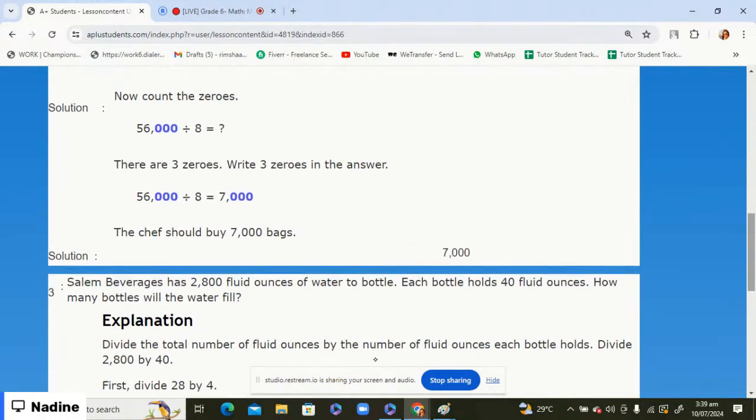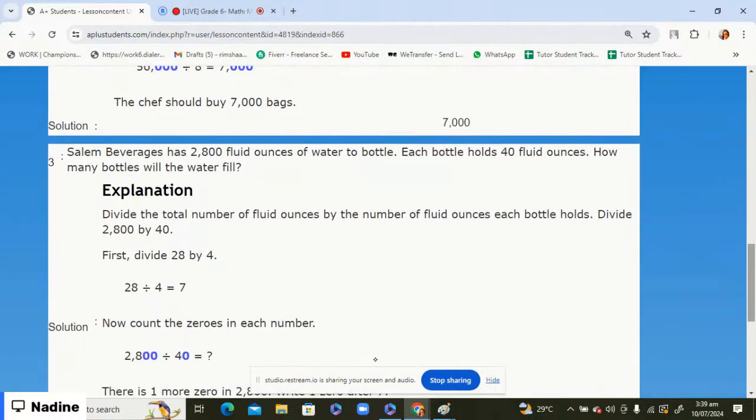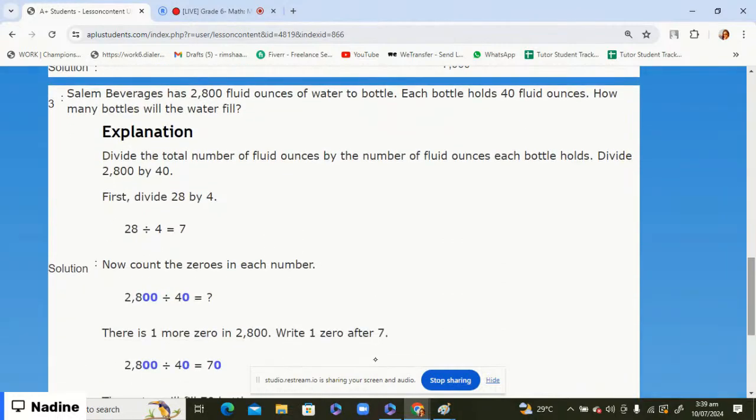Okay, so check out this question. Salim Beverages has 2,800 fluid ounces of water to bottle. Each bottle holds 40 fluid ounces. So how many bottles will the water fill?